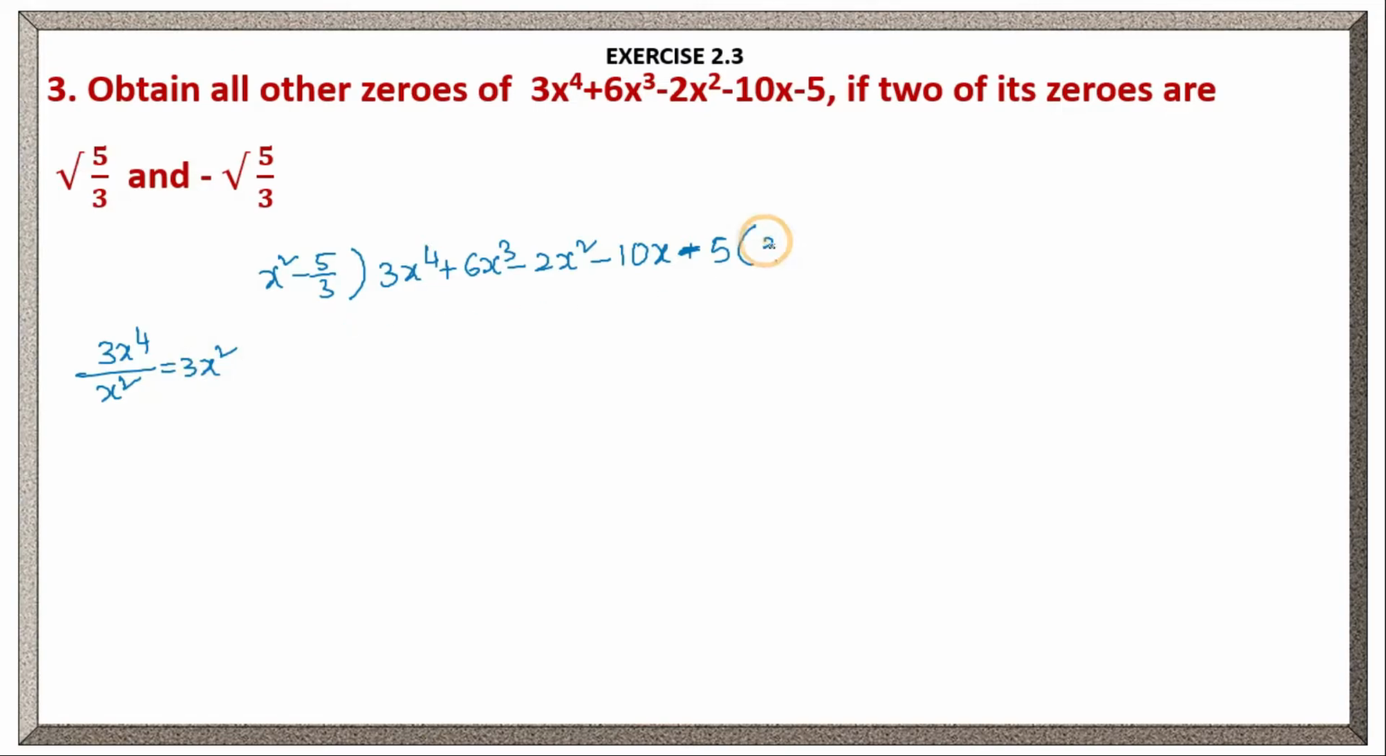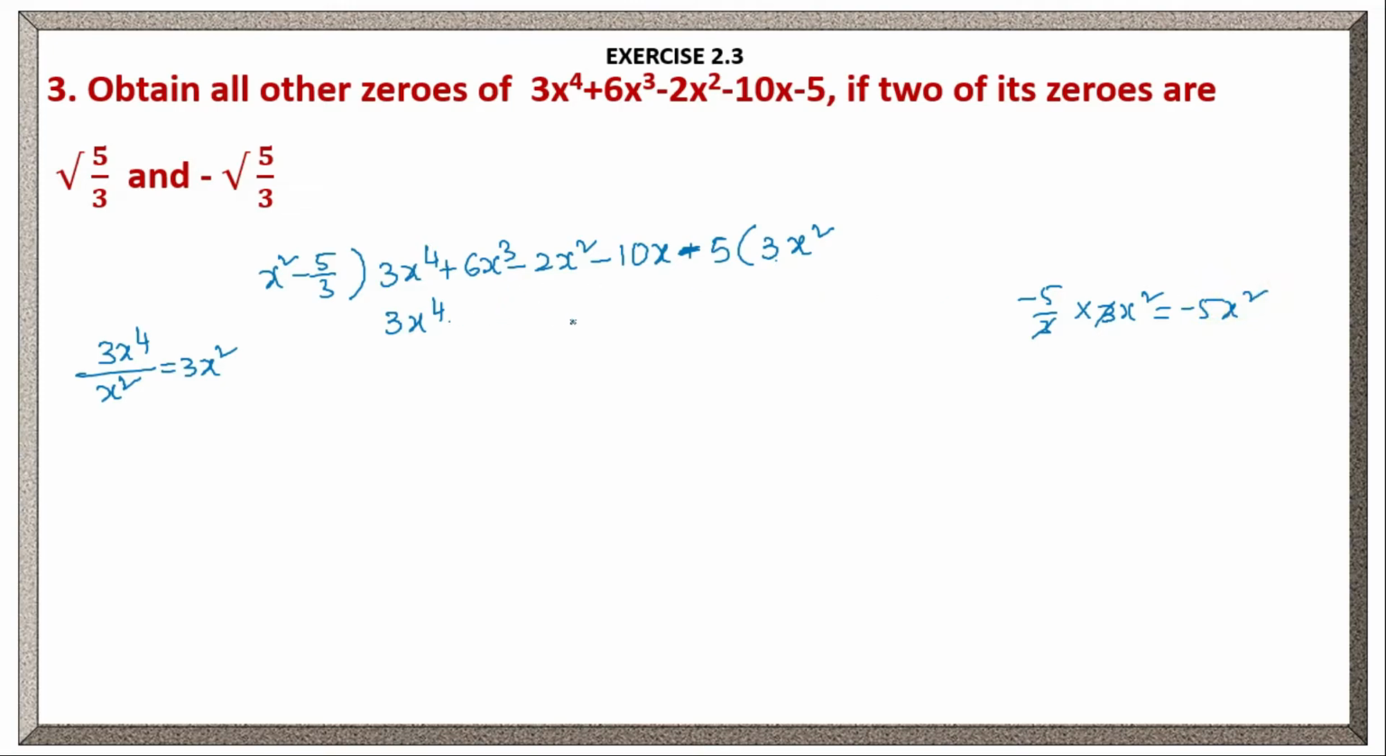Now 3x square right over here. Now multiply the whole divisor with 3x square. X square into 3x square is 3x to the power of 4. Now minus 5 by 3 into 3x square, 3 will get cancelled, minus 5x square.